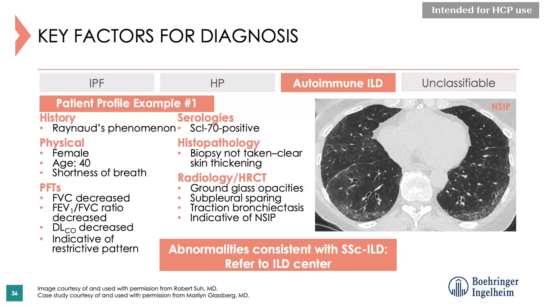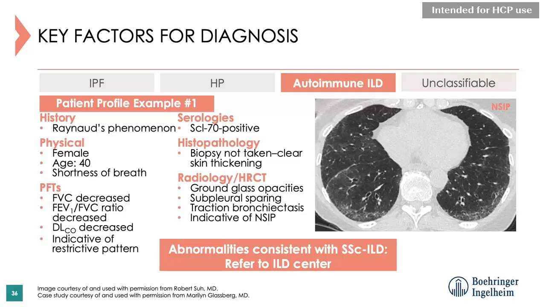This one is a 40-year-old female. You'll notice autoimmune disease tends to be younger patients than what we were seeing with IPF and hypersensitivity pneumonitis. Also female predominant disease as opposed to IPF. This patient has not only shortness of breath, but also has Raynaud's phenomenon, has similar looking PFTs as we've seen before. This patient has a positive SCL70 antibody, which goes along with systemic sclerosis.